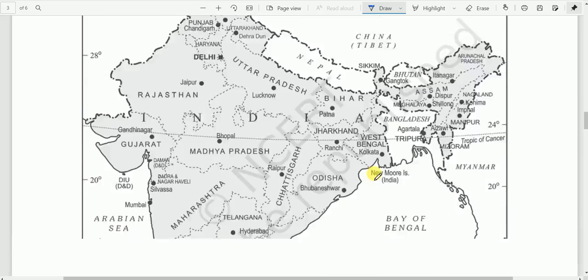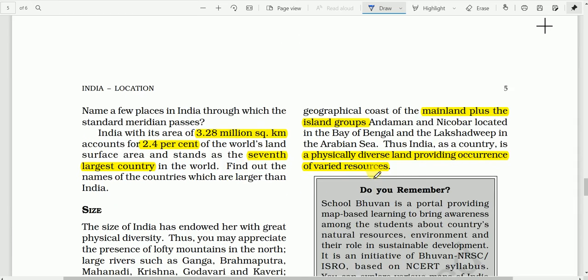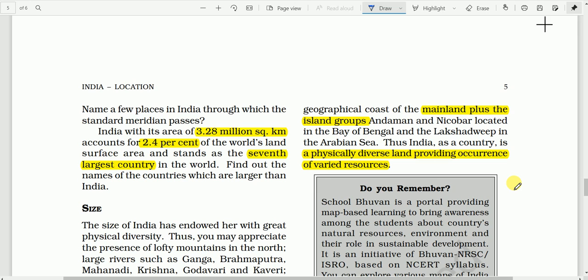Any question, boys and girls? No, sir. Okay, the last part here, you must know that the size of India is 3.28 million square kilometer. You have learned this in class 9 as well as in class 10. Again, you should not forget, the total geographical area of India is 3.28 million square kilometer, and it accounts for 2.4% of the world land surface and stands 7th largest country in the world. India is the 7th largest country in the world.